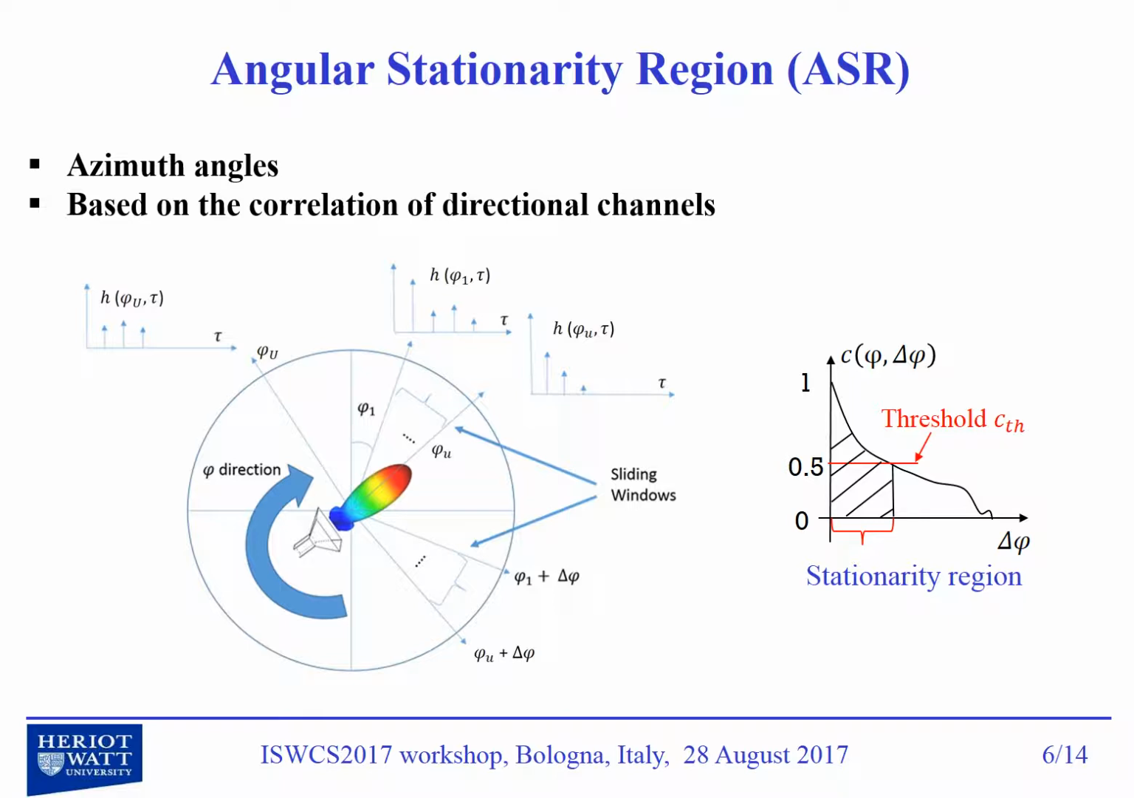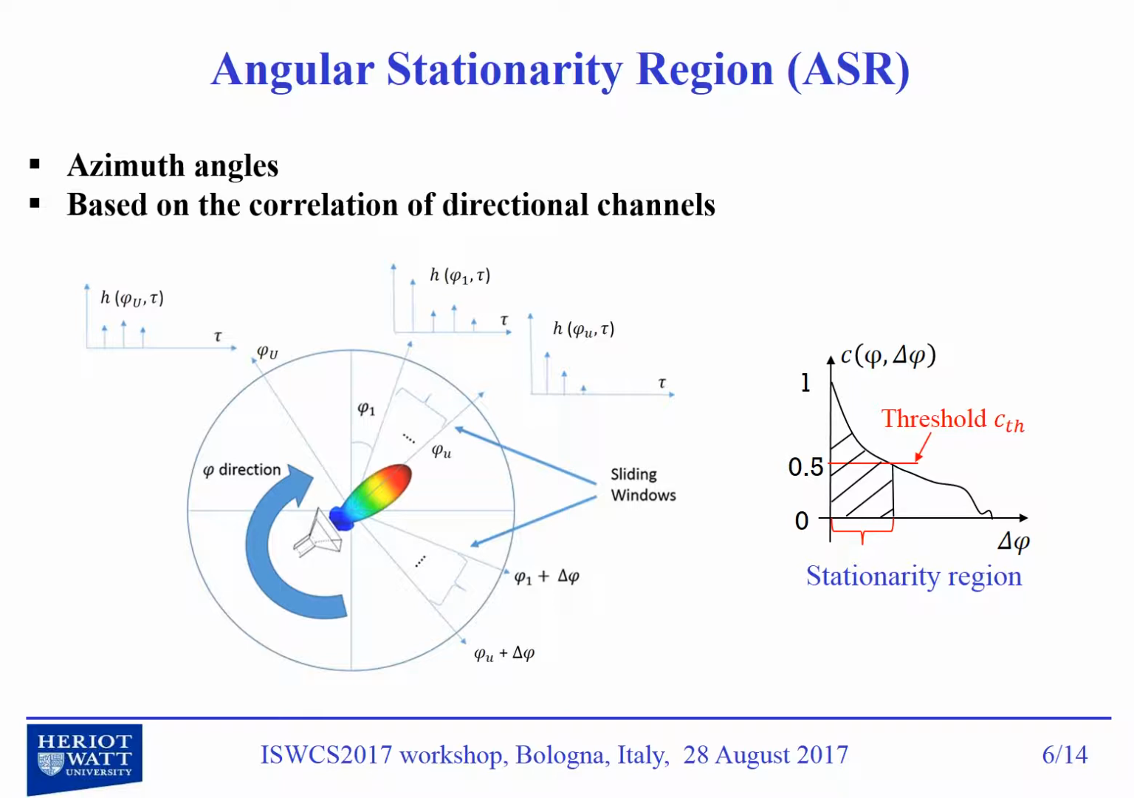If we average the power of the n directional impulse responses as the average PDP in each sliding window, we can calculate the correlation coefficients between the average PDP in the first sliding window and the average PDP in other sliding windows. Then the correlation coefficients can be calculated like the plot on the right-hand side.